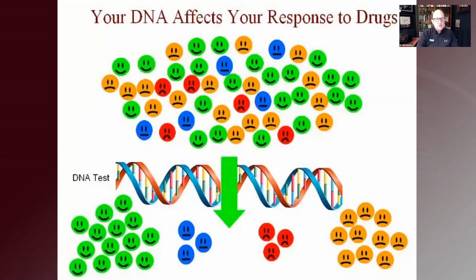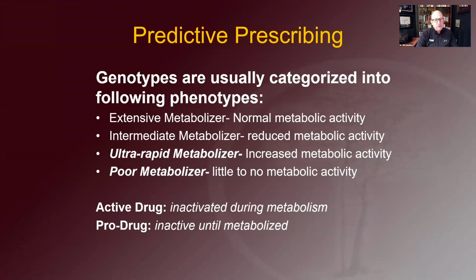We now know that your DNA does affect your response to drugs. And there's now a DNA test that can be done, which may be able to distinguish those who are going to respond favorably to a medicine versus those who will not. So there's this concept of predictive prescribing, where you take the genotype, that's what your genetic code says, and it can categorize you into one of the following phenotypes. The extensive metabolizers have normal metabolic activity, and you give someone a medication, they're going to metabolize it as expected and have a normal response to the drug. You're going to have those that don't metabolize as well and have reduced metabolic activity, the ultra rapid metabolizer, where you have increased metabolic activity, and those that have none.